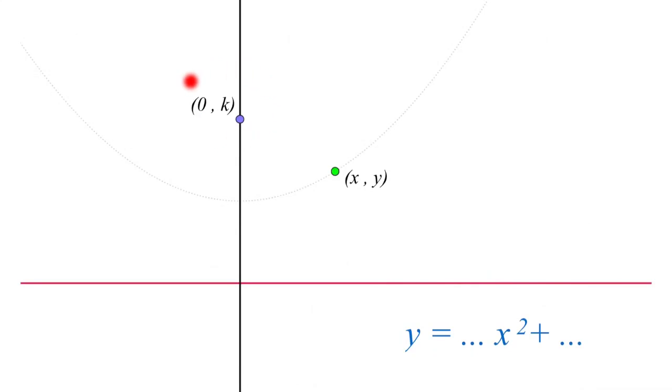So let's start by actually describing these 2 points, the focus being (0, k), and the points along the curve, which will be changing. So x and y have to stay the real variables in the equation. k is sort of a dummy variable. It's a generic number, but it's not variable.